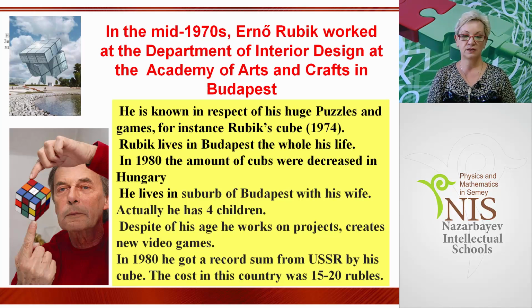In 1980, the number of cubes was decreased in Hungary. He lives in a suburb of Budapest with his wife. Actually, he has 4 children. Despite his age, he works on projects and creates new video games. And in 1980 he got a record sum from the USSR for his cube. The cost in his country was 15-20 rubles. It's also one fascinating fact from his biography.